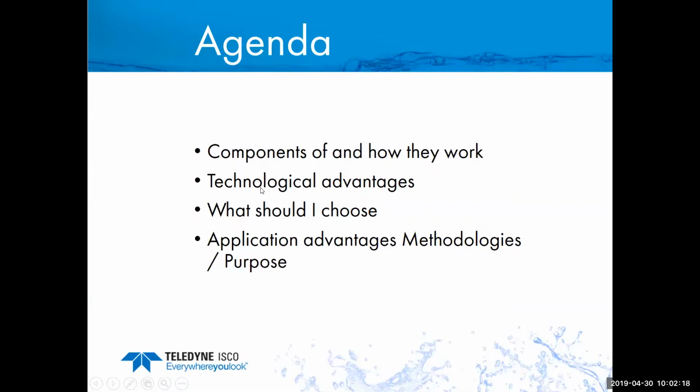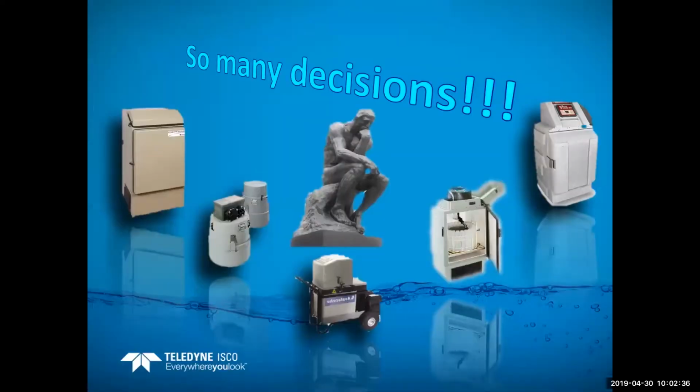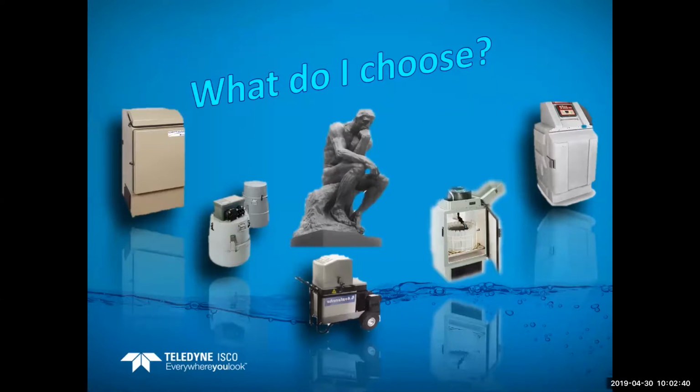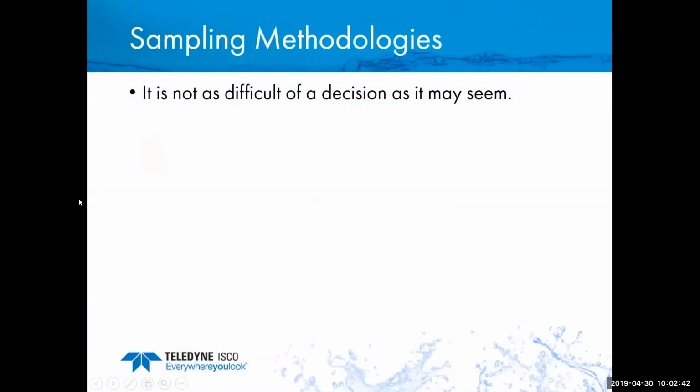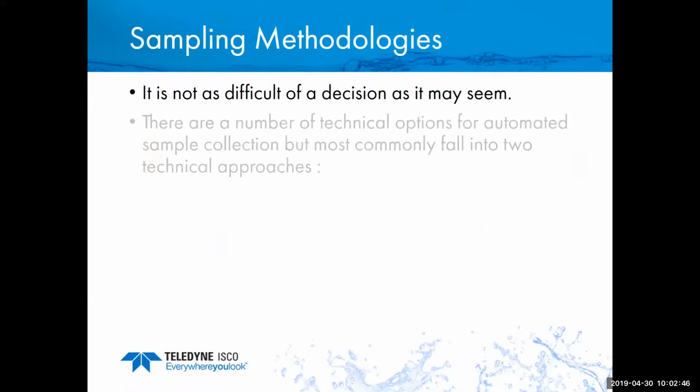We're going over the components of the units and how they work, technological advantages between the two, which one you should choose, and advantages for applications, methodologies, and purposes between both of the units, the vacuum and the peristaltic. Lots of decisions to make. Which one do you want to choose? It's really not as difficult a decision as you think it would be.